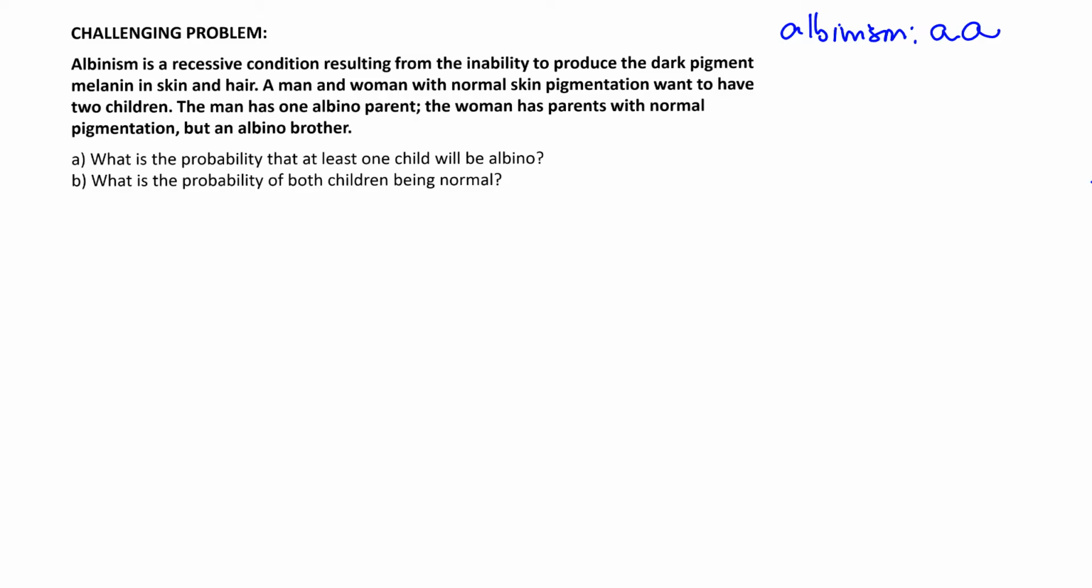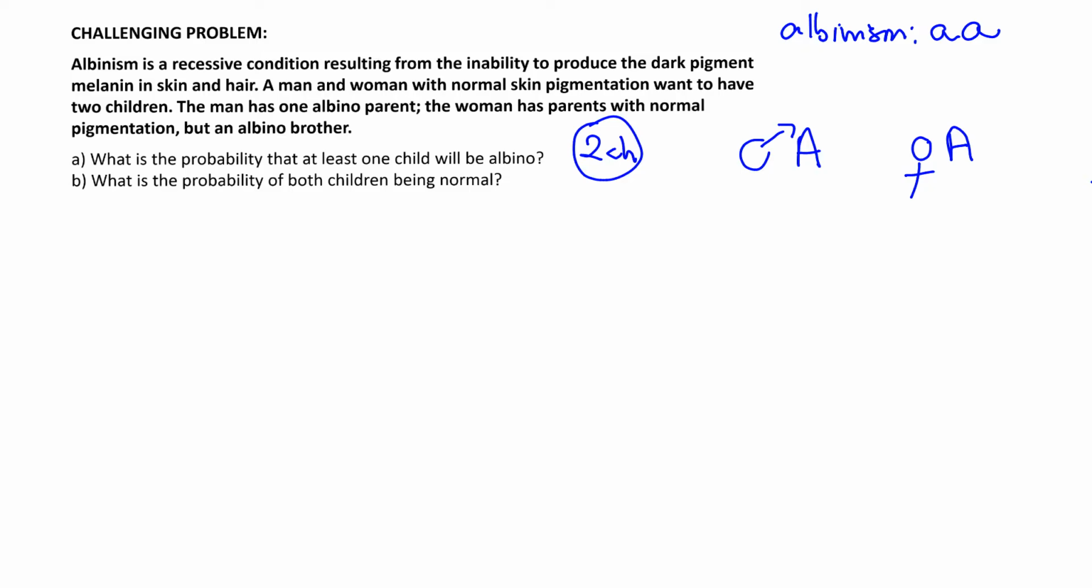What else do we know? We know that men and women both have normal skin pigmentation, which means that each of them has to have at least one dominant allele. And they want to have two children. Okay, that's their goal. Now, in order to answer a question which asks about their offspring, we have to define their genotype. So how do we do it? We have to look at their parents.